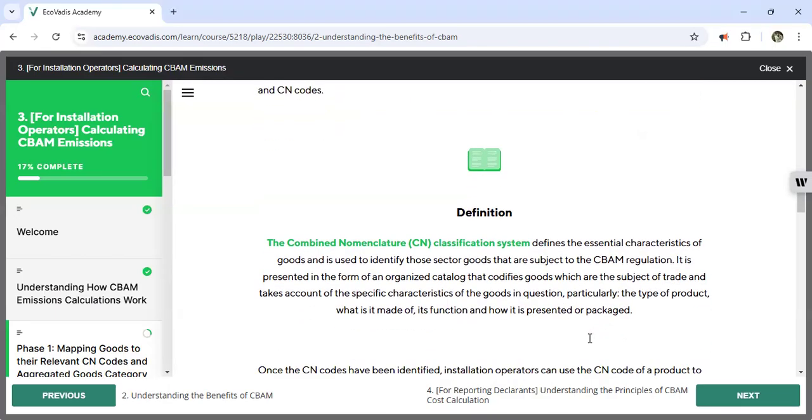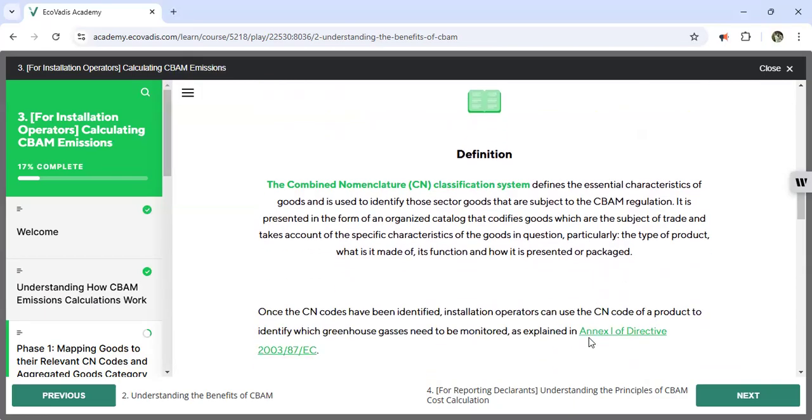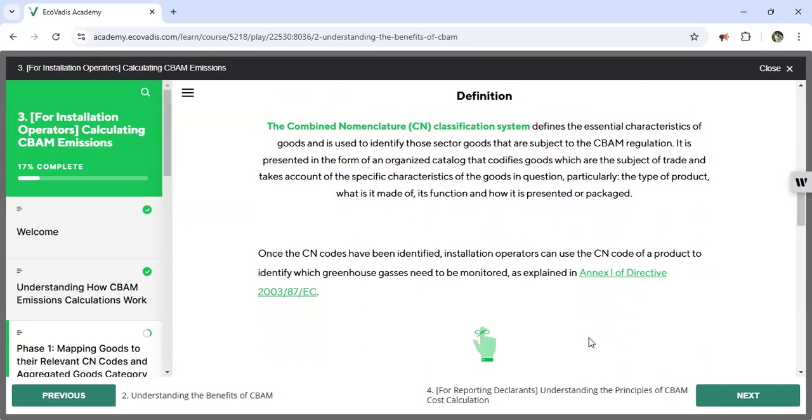Definition: the Combined Nomenclature (CN) classification system defines the essential characteristics of goods and is used to identify those sector goods that are subject to the CBAM regulation. It is presented in the form of an organized catalog that codifies goods which are the subject of trade and takes account of the specific characteristics of the goods in question, particularly the type of product, what it is made of, its function, and how it is presented or packaged.